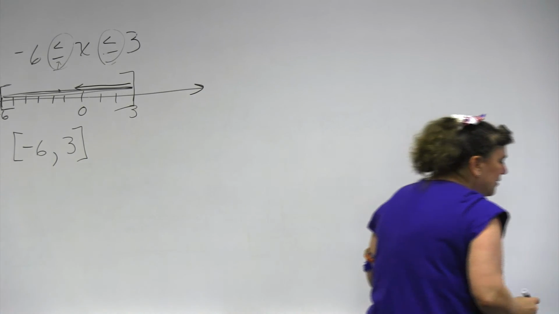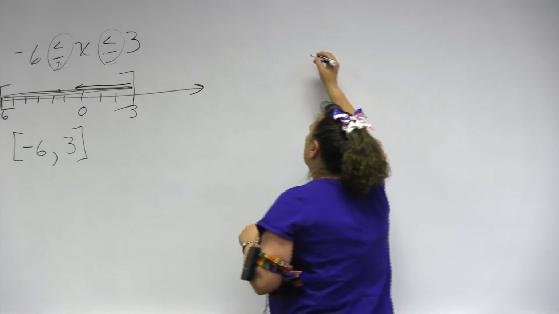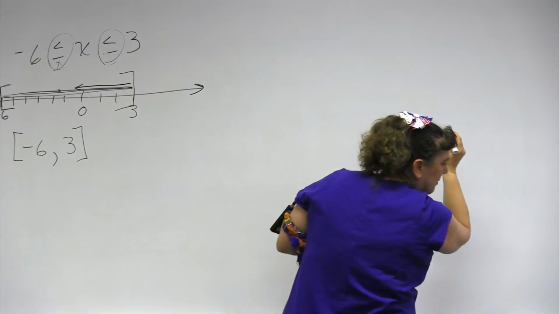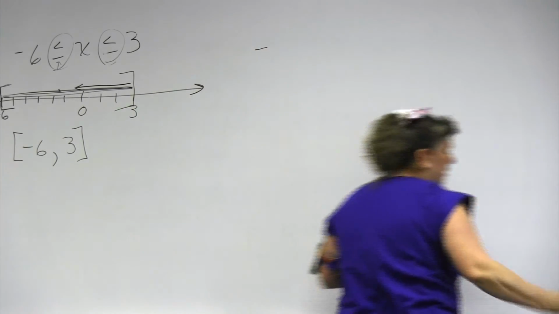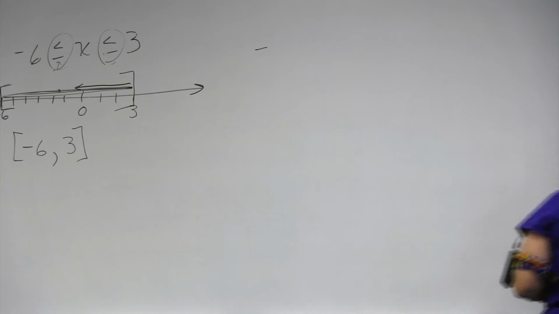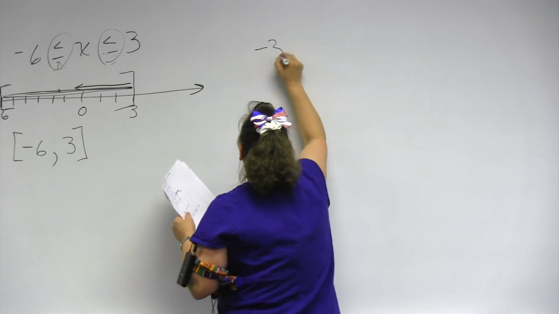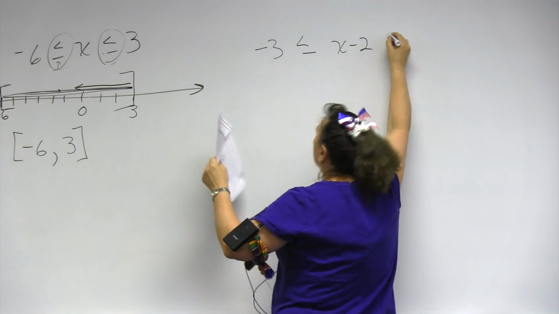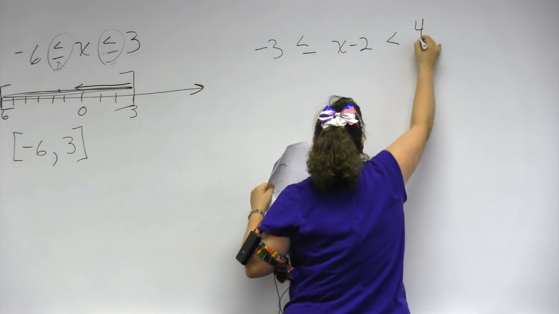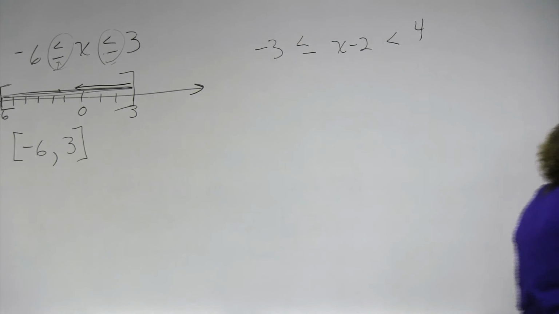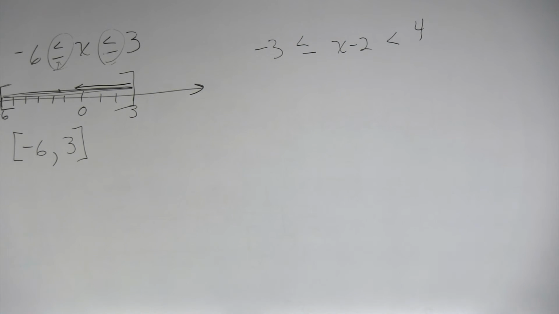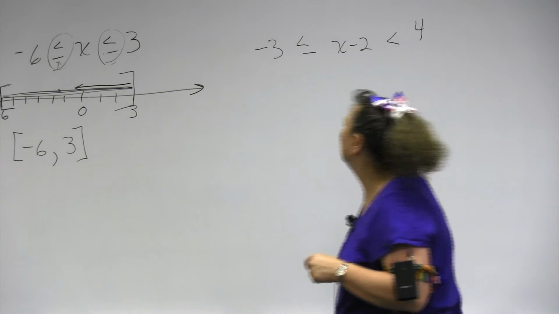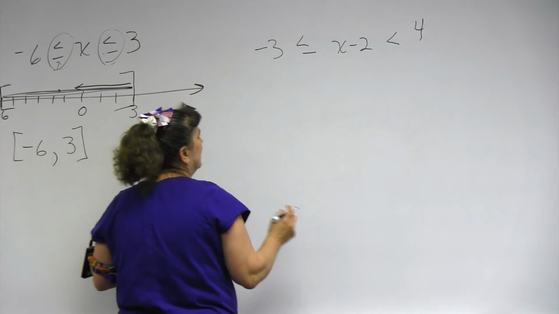The last one we're going to look at is where you have more than a variable in the middle. So we're going to look at -3 less than or equal to x minus 2 less than 4. Now note on this one, I don't have the same inequality on both of them. I changed it up just a little bit, okay? So let's look at this.